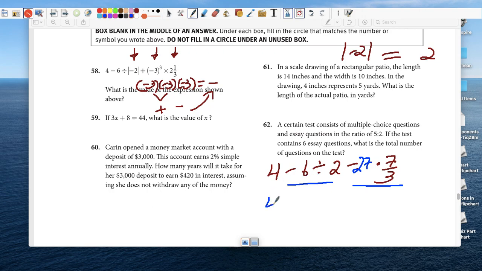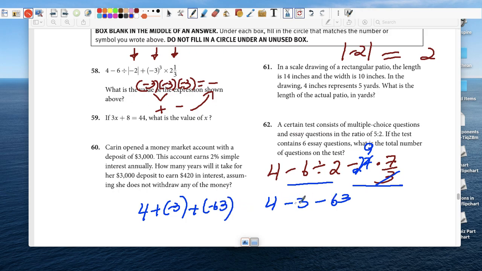Okay, so order of operations, we got 4, and this is minus 6 divided by 2, which is negative 3. And this is a negative times a positive, which gives me a negative. And then let's see if I can do anything here to simplify. This 3 and this 27 can be simplified to 9, and 9 times 7 is 63. Remember, I know I wrote it like that, but if you're more comfortable writing it like this, you can also write it like that. Both mean the same thing.